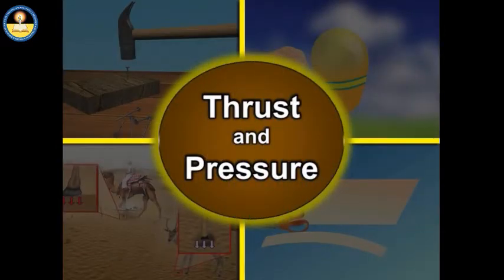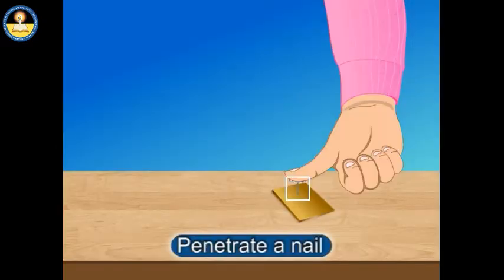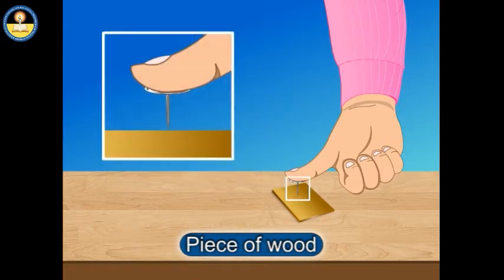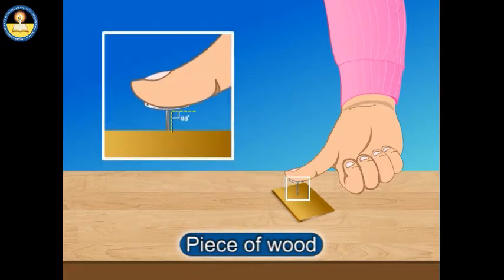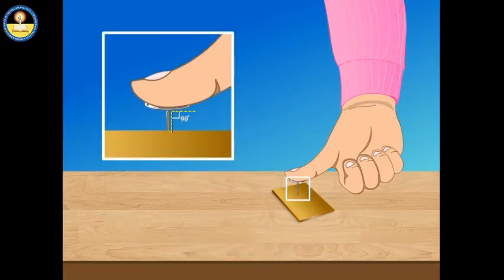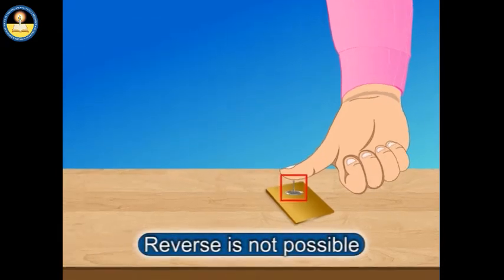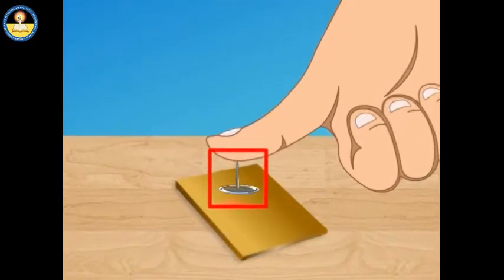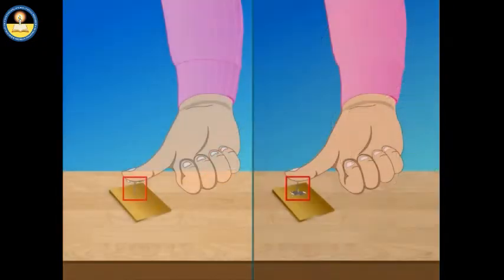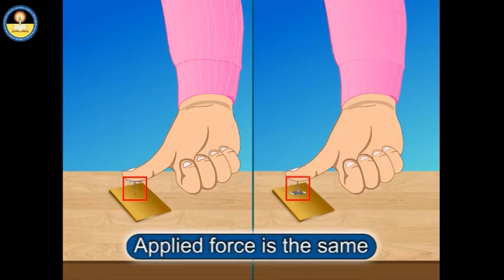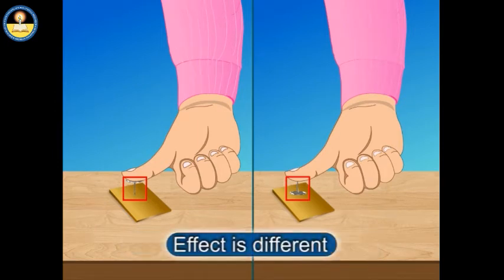Thrust and pressure. One can drive a nail into a piece of wood easily by applying force over the head of the nail. However, the reverse is not possible. When the force is applied over the tip of the nail, it will not penetrate into the wood. In both situations, the applied force is the same, but the effect is different.